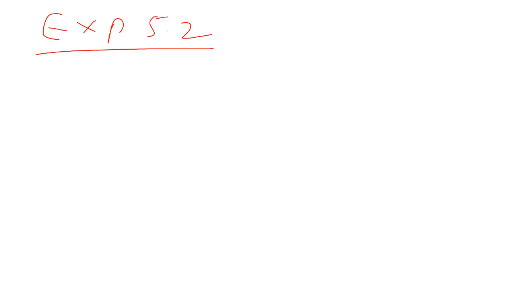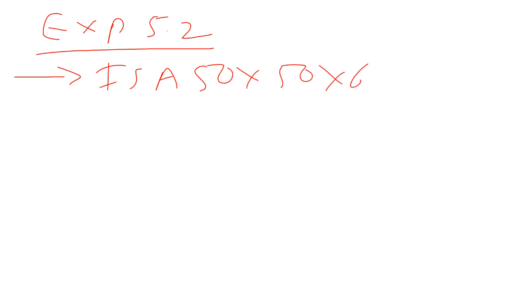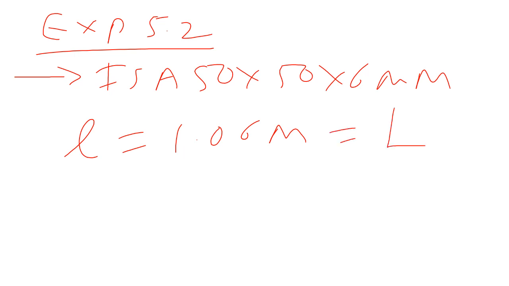So basically this is ISA 50 into 50 into 6 millimeter, and it is used as a strut, that is a compression member, and the length is given as 1.06 meter. Nothing is mentioned beyond that, so take this as the effective length. So our effective length l is 1.06 meter. It is held in position at both ends, so the actual length and the effective length will remain the same. That is about the effective length.